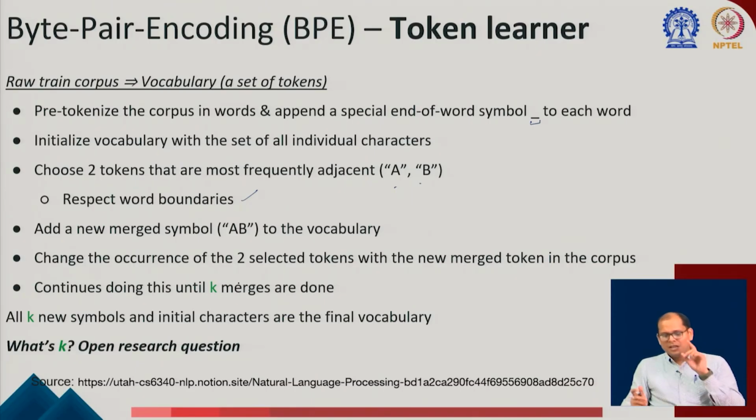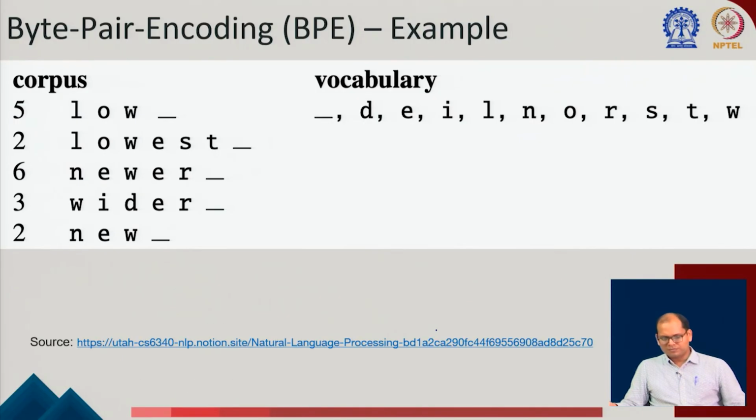Very importantly, wherever A and B occurred in my data, now I'll only treat them as a single token AB. I will not treat them as A and B separately. I'll continue doing this until I have done some k merges, and k depends on my vocabulary size. All these k new symbols plus the initial characters form the final vocabulary. And what is this k? It's a nice research question, what should be the ideal value of k. I'll show you some values of k from different models.